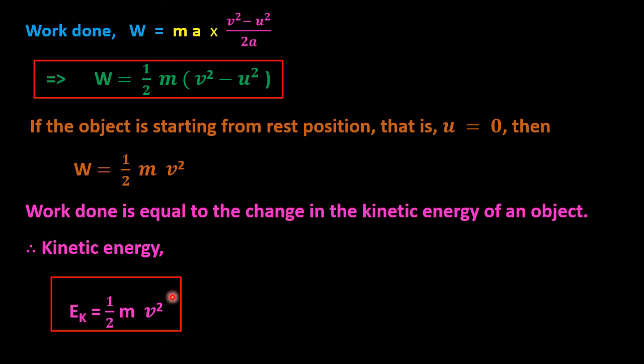Here we have obtained this equation by considering that initially the object is at rest, that is, we have taken the initial velocity as 0. If the initial velocity is not 0, then we have to write the expression for kinetic energy as half m into the bracket v square minus u square, the same expression as before. So this is for initial velocity 0, and if the initial velocity is not 0, the kinetic energy equals half m into the bracket v square minus u square, where the initial velocity is also included.